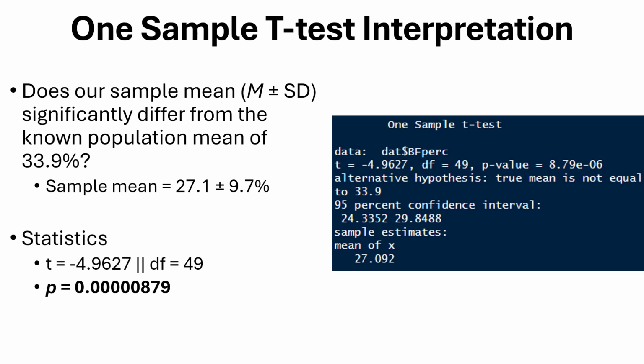mean. Examining our output, we see that our observed t-statistic is negative 4.96, and when we evaluate that at n-1 degrees of freedom, which is 49 degrees of freedom here, we observe a p-value of 8.79 times 10 to the negative 6th power. Since our observed p-value is less than 0.05, we conclude that these results are significant.